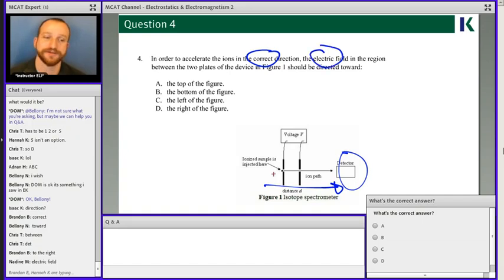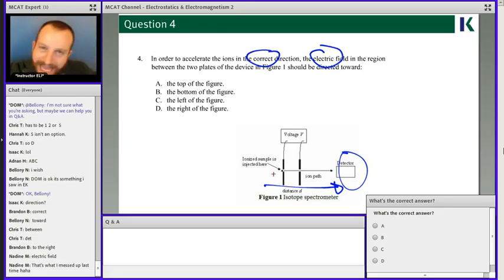Electric field. Nicely done, Brandon, Nadine. We're getting to be experts up in here. I love this because you're picking up the little clues that the MCAT is dropping for us. We're detectives. We're looking for those little pieces.